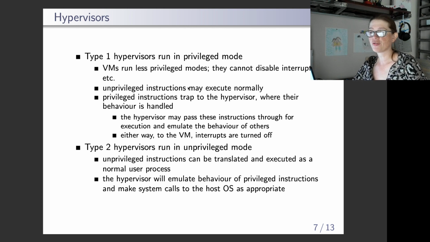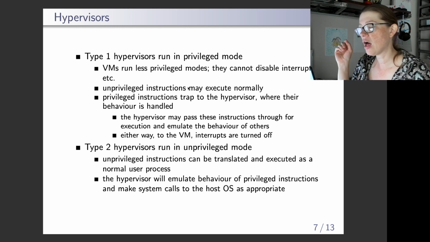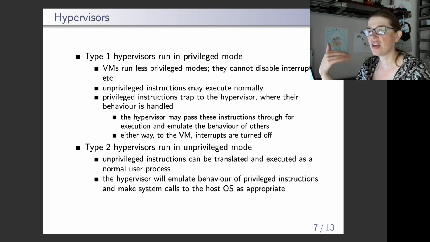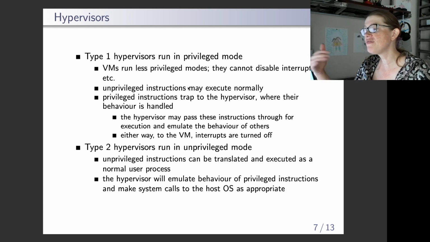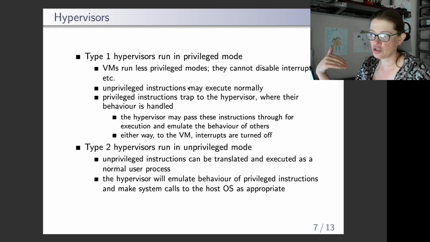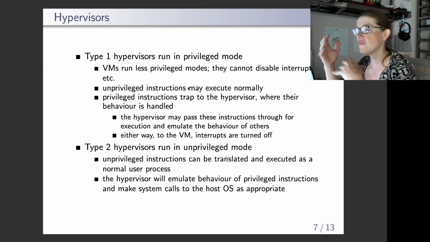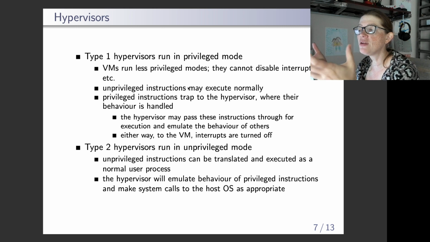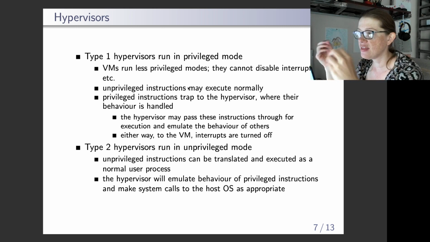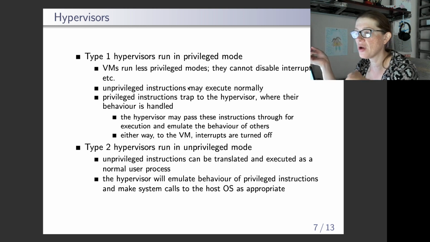But how do you handle privilege between these two hypervisors? So Type 1 hypervisors, because they are running on the bare metal, are actually a kind of operating system kernel in themselves. So they run in privileged mode, which means the VMs are running in a less privileged mode, and they shouldn't be able to disable interrupts on the bare metal. So any unprivileged instruction should be forwarded directly to the hardware. If your VM in a Type 1 hypervisor is running an add, it is just going to be executed normally on the host, the bare metal.